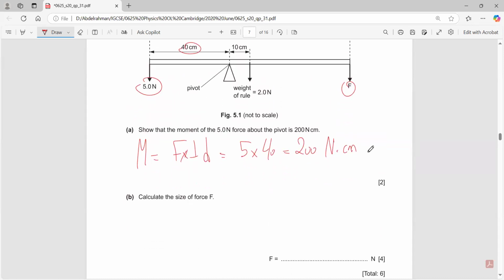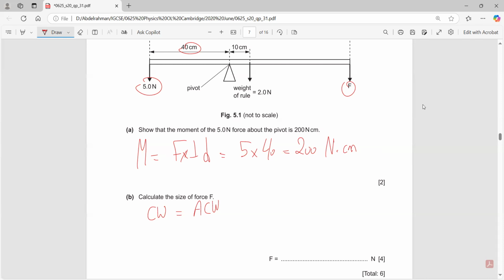4 marks. First of all, you need to write down: clockwise moment is equal to the anti-clockwise moment. We have 3 forces. Which of them exerts a clockwise moment and which of them exerts an anti-clockwise moment? The 5 Newton force.